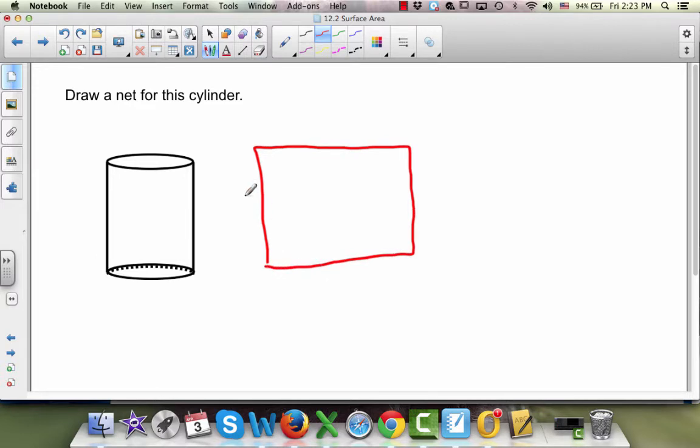Because if you take a rectangle and you roll it into a circle, you're going to have a cylinder. The only thing that's left is the top part and the bottom part. And the top part and the bottom part will look something like this. So that whenever you roll this up, then you fold this over the top, you fold this over the bottom, and you've got your cylinder. Looks a little goofy, but that's the way it's done.